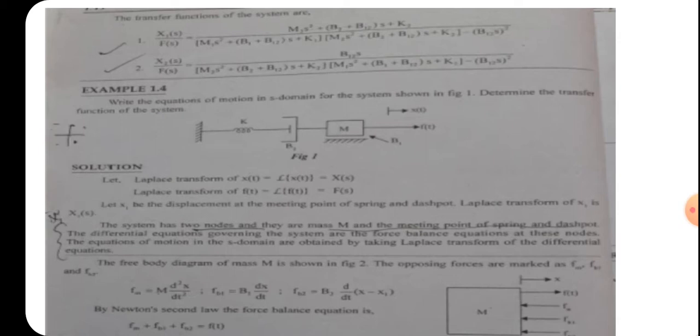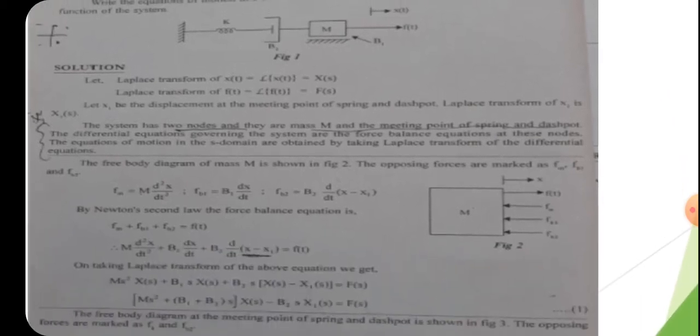The system has two nodes, and they are mass m and the meeting point of the spring and dashpot. The differential equations governing the system are the force balance equations at these nodes. The equations of motion in S domain are obtained by taking the Laplace transform of the differential equation. The free body diagram of the mass m is shown in the figure. In the free body diagram, various forces acting on the mass m are shown: f(t), fm, fb1 and fb2. That is fm plus fb1 plus fb2 is equal to f(t).